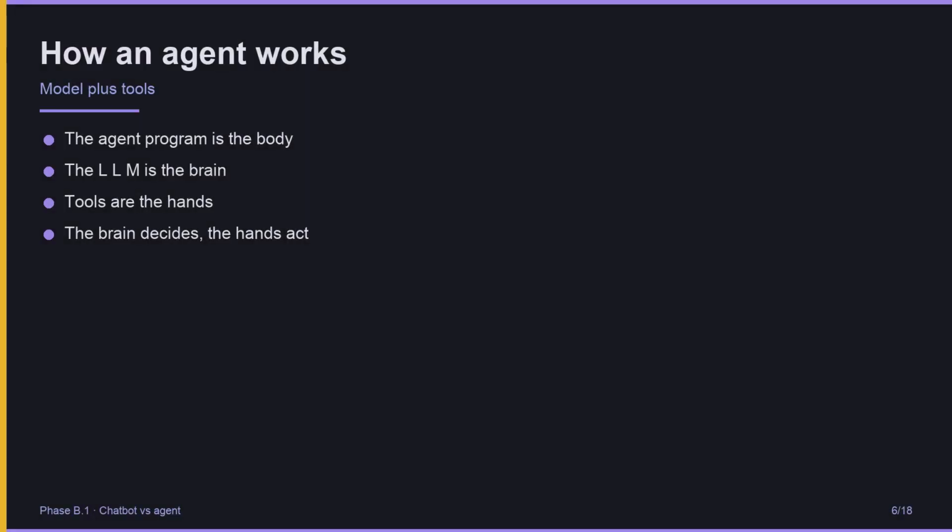How does an agent actually work? Think of it as a body and a brain. The agent program is the body, it runs on your computer. The LLM is the brain, it decides what to do. Tools are the hands, read a file, edit a file, run a command. The brain decides which hand to use. The hand does the work. The hand reports back. The brain decides the next step. That loop is what makes an agent an agent.